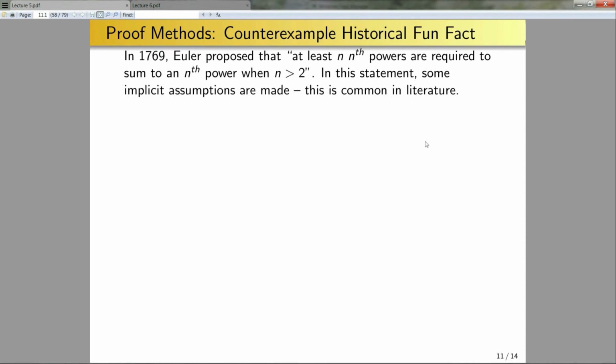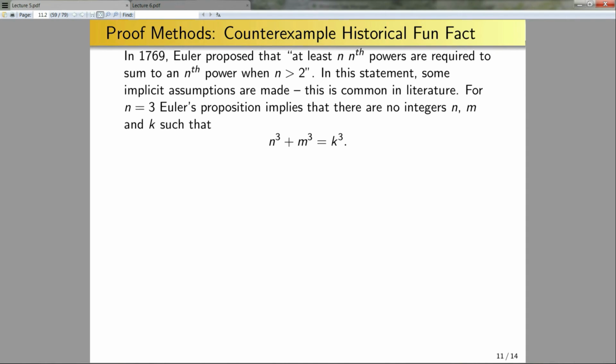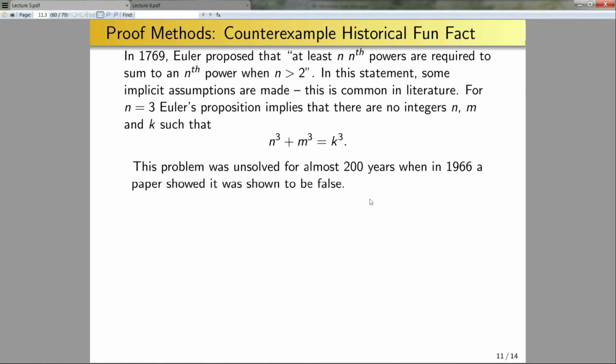Now let's look at an example of what this means to kind of unpack it a little bit. So for n equal to 3, Euler's proposition implies that there are no integer solutions in m and k such that this expression is true. I need to have at least 3 elements on the left-hand side of the sum to be able to find such integers.